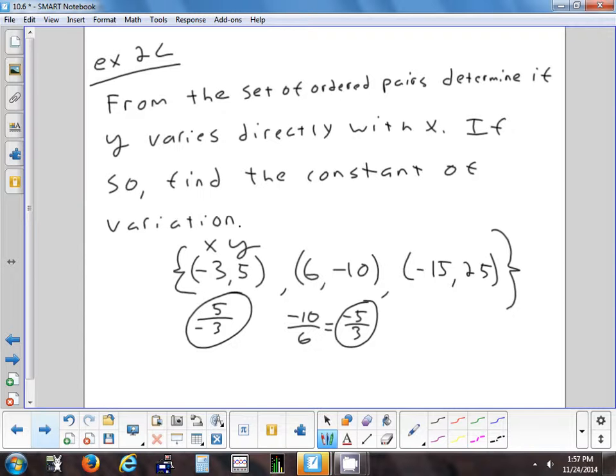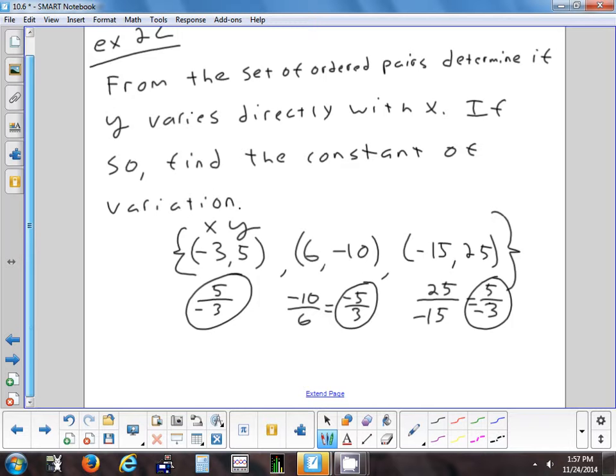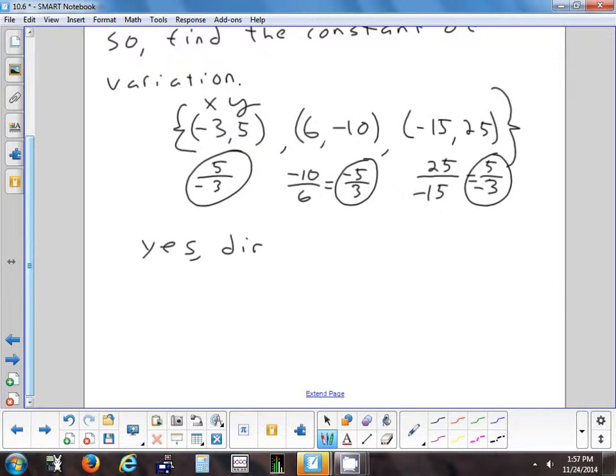Okay, let's check our third one. What's y here? 25 over the constant, over -15. What's the top and bottom divisible by there? 5. How many times does 5 go into 25? 5 times. How about into -15? -3 times. Did they all come out the same? Yes, so that's direct variation. What's the constant? The constant is -5/3. Good.